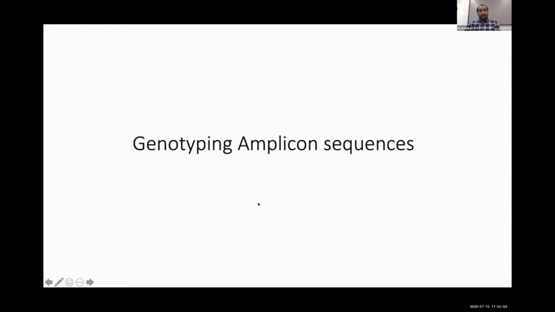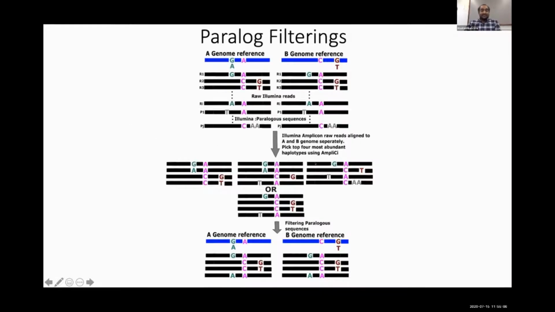Let's talk about amplicon sequencing first. This is the general approach. The first step is paralog filtering. We align the raw Illumina reads to both the A and B genomes. Here I represent the homoeologous SNP as mentioned before, and there is a variation in the A genome, and this is a known variation in the B genome. When you're aligning the amplicon sequences, since there's presence of paralogs, these paralogs with unintended or unknown SNPs also align to these reads, and our goal is to filter this first.